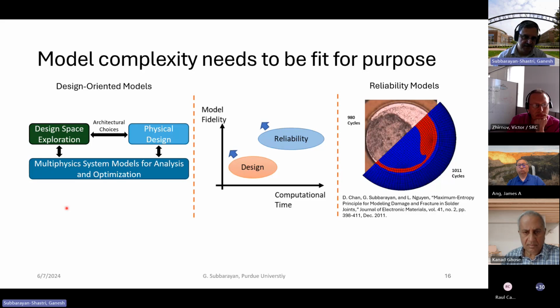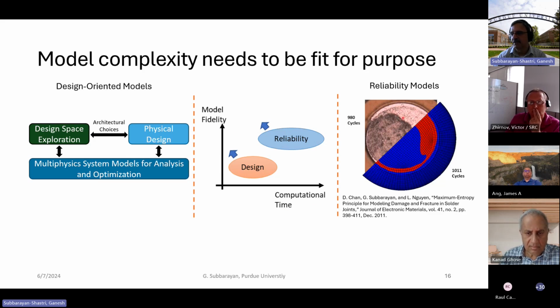So generally, this is design-oriented models. Computational time is at a premium for design-oriented models. So you're willing to compromise on model fidelity when your goal is design. On the other hand, reliability or process models need to have much more fidelity. Therefore, they need more computational time.